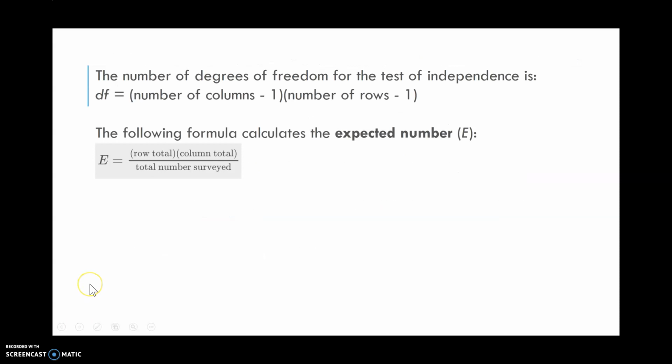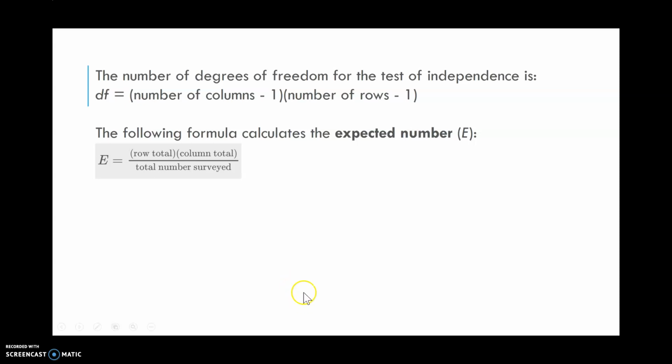So the number of degrees of freedom for the test is a little bit different. It's going to be the number of columns minus 1 times the number of rows minus 1. Now, remember, columns go up and down, rows go across. So think about architecture downtown. Columns in front of churches and buildings go up and down. If you go to a concert and you're sitting on a particular row, that goes across.